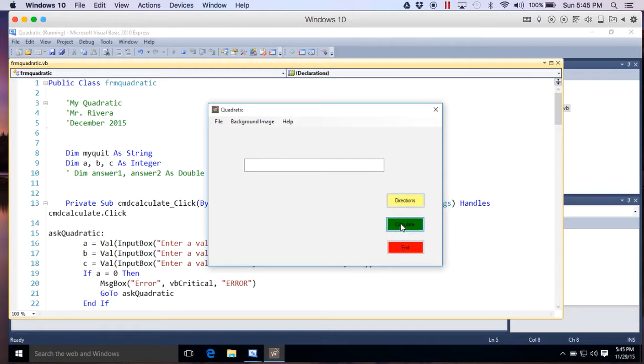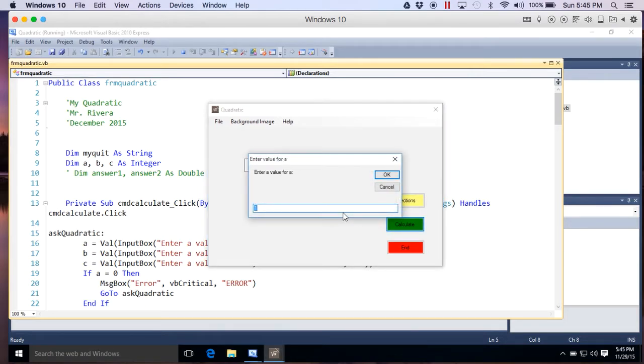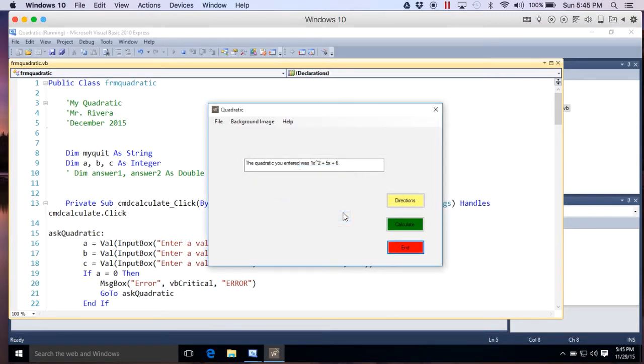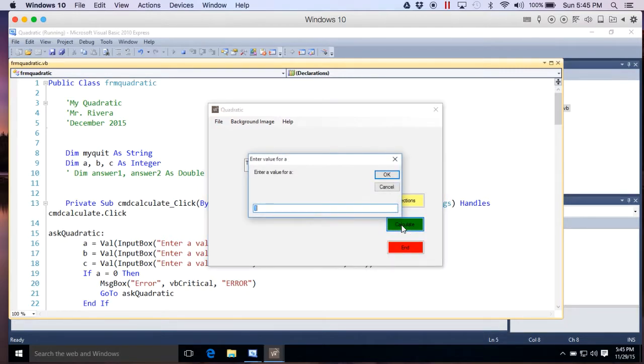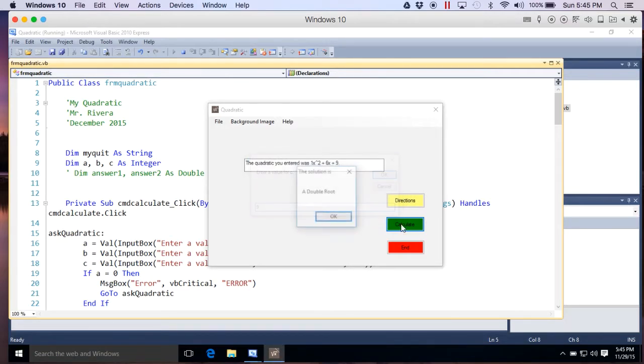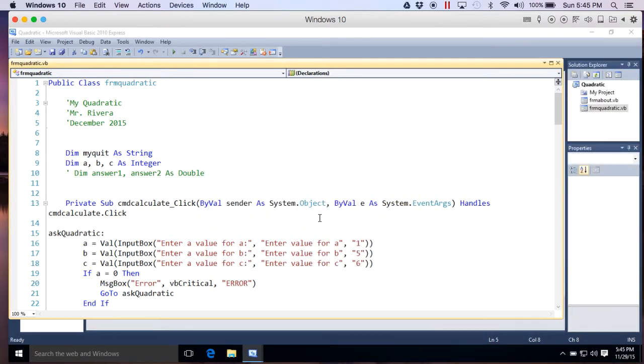So when you see me do calculate, enter a value for A, 1, enter a value for B, 5, enter a value for C, 6, 2 real roots. That's all it's saying. I'm not having it solve it. If I put 1, 6, and 9, which I know is a double root, but how do you solve it? That's what today's video is for, advanced features.